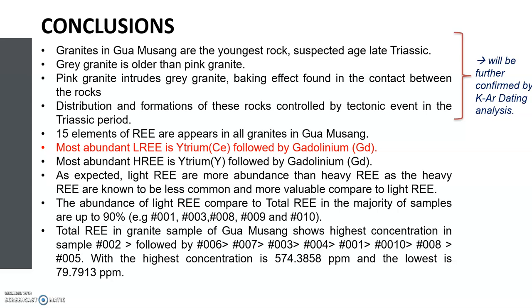Thus, sample 002 in our paper, with a total REE of 574.3858 ppm, might be considered a good potential for REE since the abundance of REE exceeds the reported range.